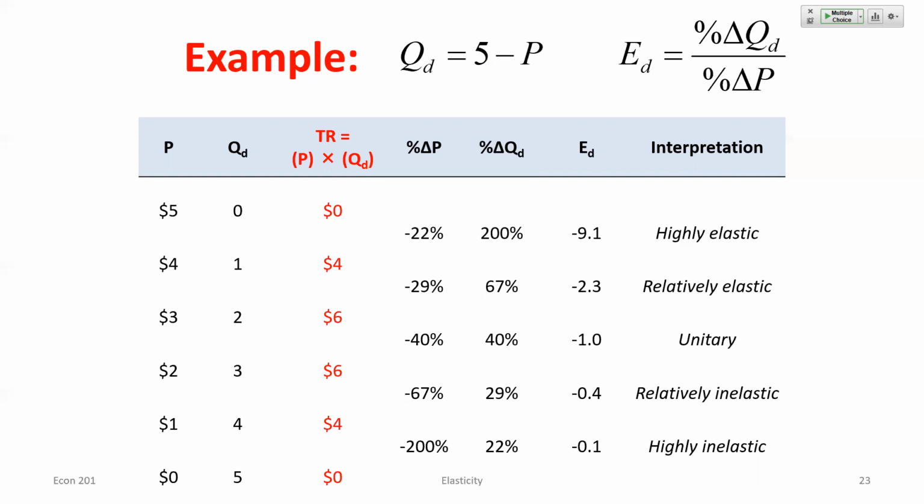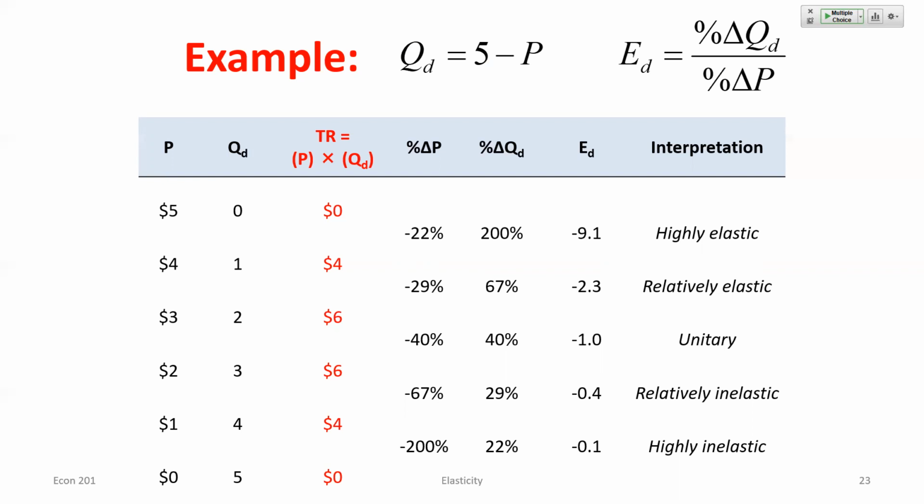But here we've got something where, if we took the absolute value greater than 1, we said that would be elastic. So as I lower the price here, I'm on an elastic portion of the demand curve, and total revenue should go up. Sure enough, if I lower the price from 5 to 4, total revenue, 5 times 0 is 0, goes to 4 times 1 is 4.